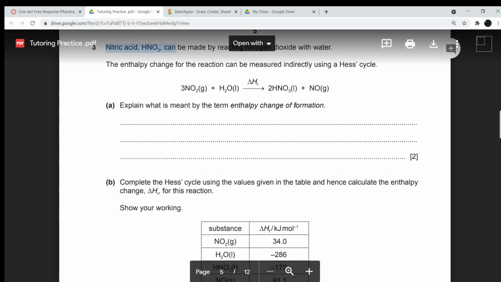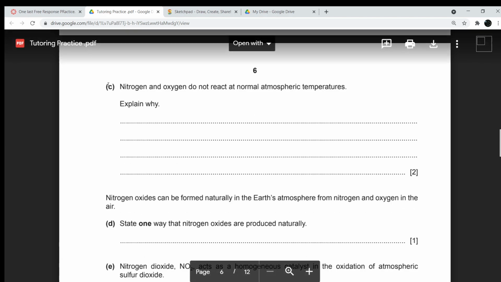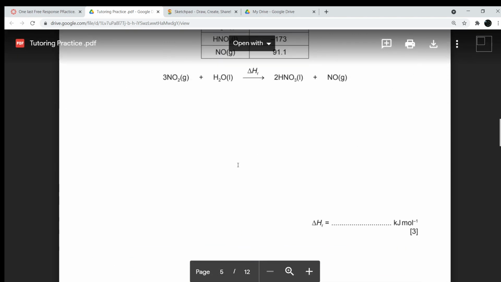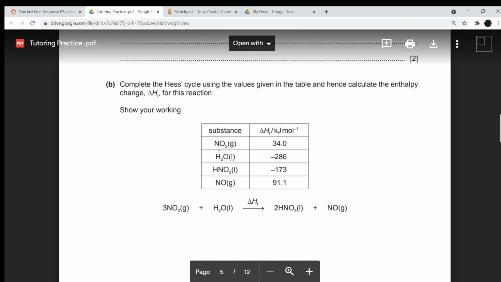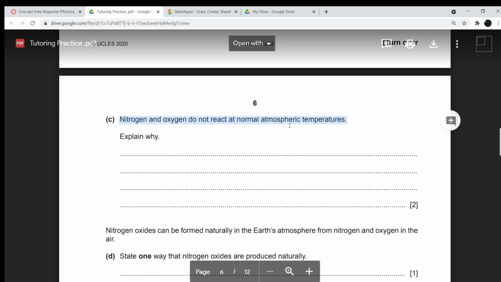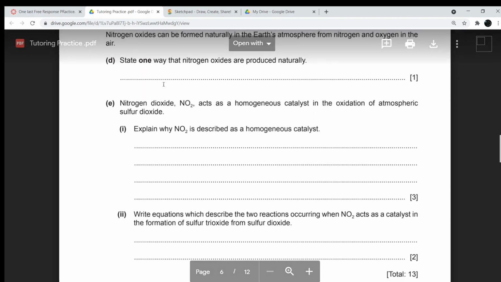This next one is talking about enthalpy of reaction, change of formation. So this is a thermochemistry section, and I'm going to want to wait on my thermochemistry section until a little bit later. But I'll take a look and say, which questions are probably going to be easy that I can answer right away? This one says it doesn't react at normal temperatures. I can explain that easily. If it's not reacting at normal temperatures, it doesn't have enough energy to get over the activation energy. And since nitrogen's involved, I'll talk about the triple bond.